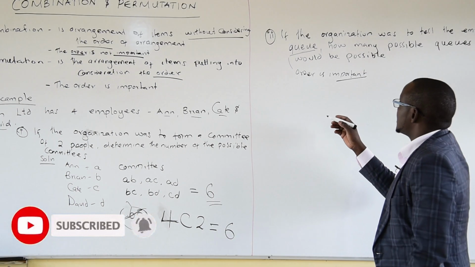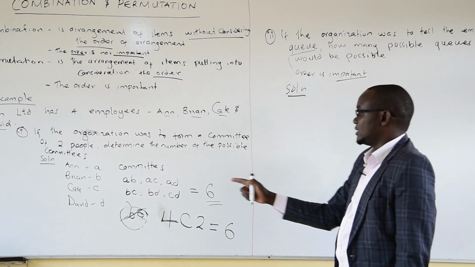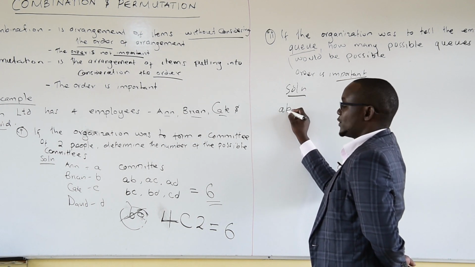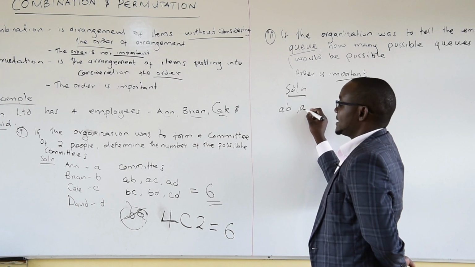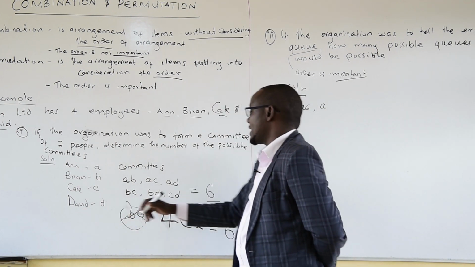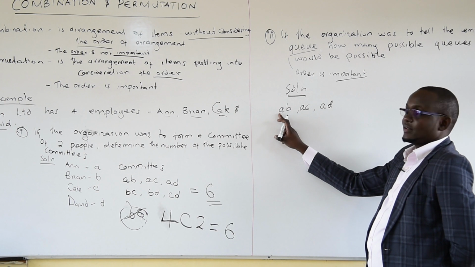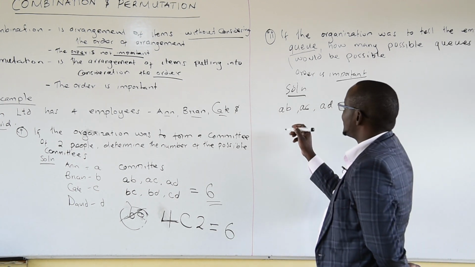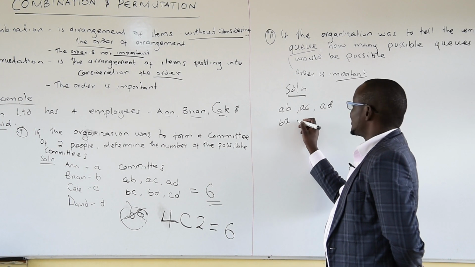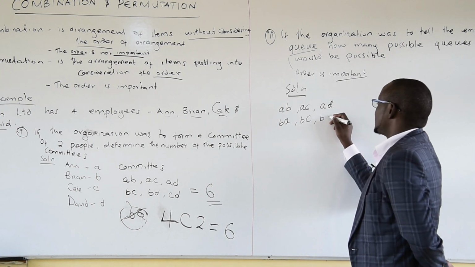So this simply means that if they are to queue, let's assume the queue starts with Ann. Ann is the first person. So in the queue, we can have Ann followed by Brian, Ann followed by Kate, and Ann followed by David. This is when Ann is the first person. We can also have Brian followed by Ann, Brian followed by Kate, and Brian followed by David.